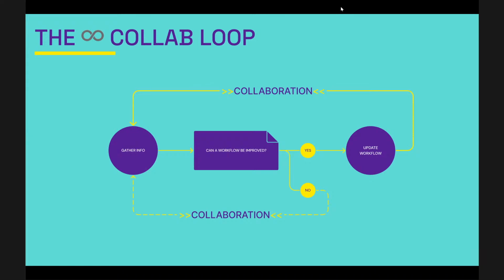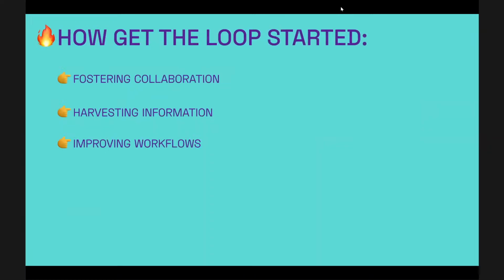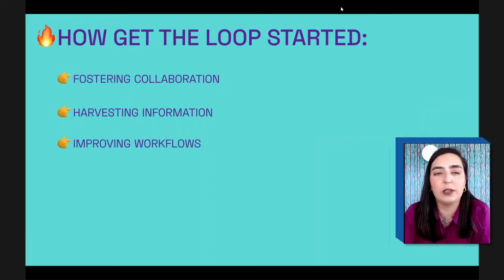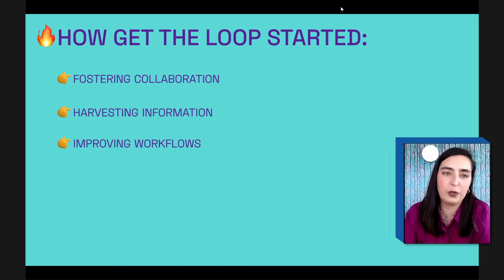So we will go ahead with the discussion of what collaboration means for us, but how would I say we get it started if you're not already here? If you are, congrats, this is a very nice loop to have. But if you want to get started or discuss how we get started, I would say there are three milestones: fostering the collaboration, harvesting information, and improving workflows. I'll go a bit into each of these as we speak.